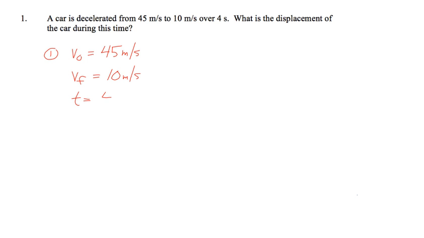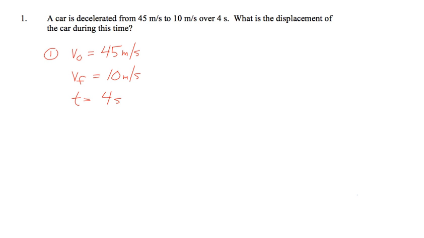So at this point, there are only two questions that they could ask me. What is the acceleration of the car during this time? Or what is the displacement of the car during this time? Those are the two questions because there's only 5 variables in straight line motion. VO, VF, A, S, and T. So those are your 5. So every problem is going to have 4 out of those 5.